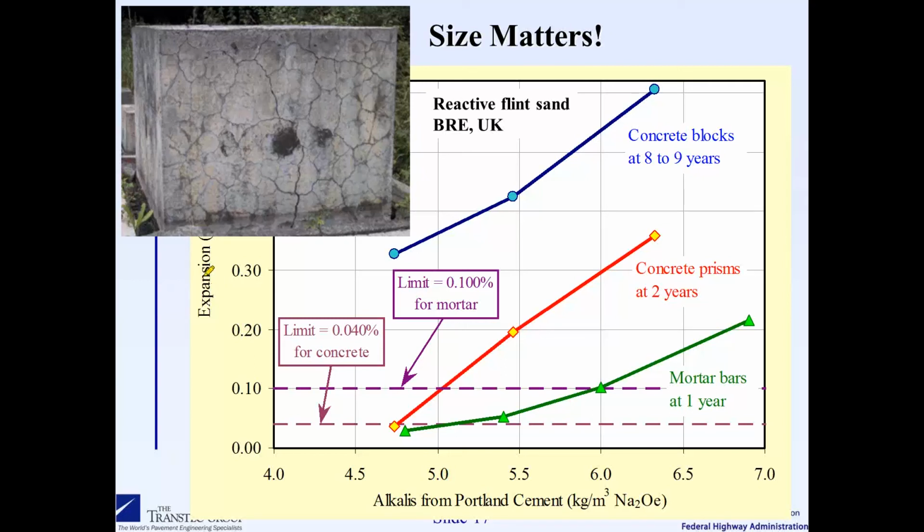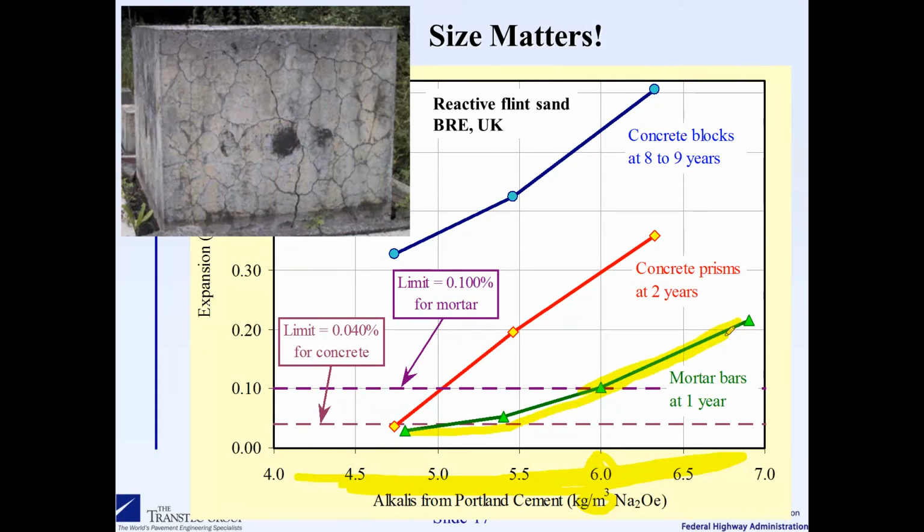We really have learned that the size of specimens does matter. Here's some data from one of my own studies using a reactive flint aggregate. See here's a block expanding here because of alkali silica reaction. If we tested this aggregate at a series of alkali contents, which are shown down here on the horizontal axis, and excuse the units of being kilograms per meter cube, 6 kilograms per meter cube is 10 pounds per cubic yard.